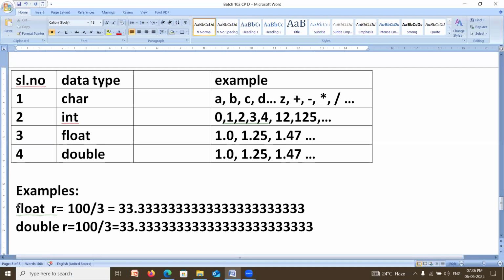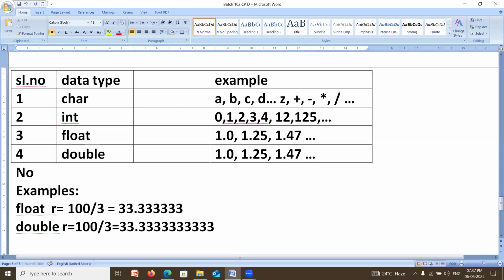Now, when you say float, it will maintain only 6 precisions. Precision means the digits after the dot operator. It is called precision. In float, the computer can maintain up to 6 precisions. Whereas double maintains up to 10 precisions. How many precisions? 10 precisions. Now, what is the difference between float and double?